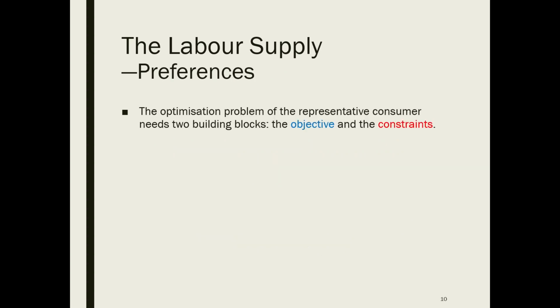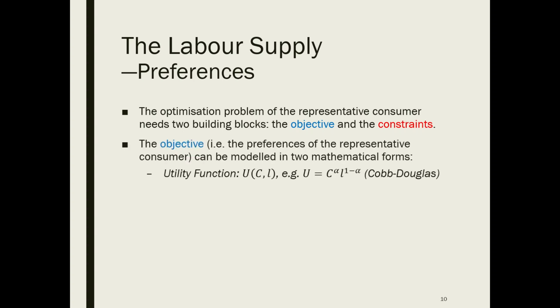The representative consumer's optimization problem has two building blocks, as you have learned in microeconomics. The first is its preferences, which describe the objective of the consumer. The second is its constraints, which describe the feasible sets within which the consumer maximizes its objective. For a macroeconomic model for the labor market, we usually assume that the consumer cares about two things: consumption C and leisure L. Recall that preferences can be modeled in two mathematical forms.